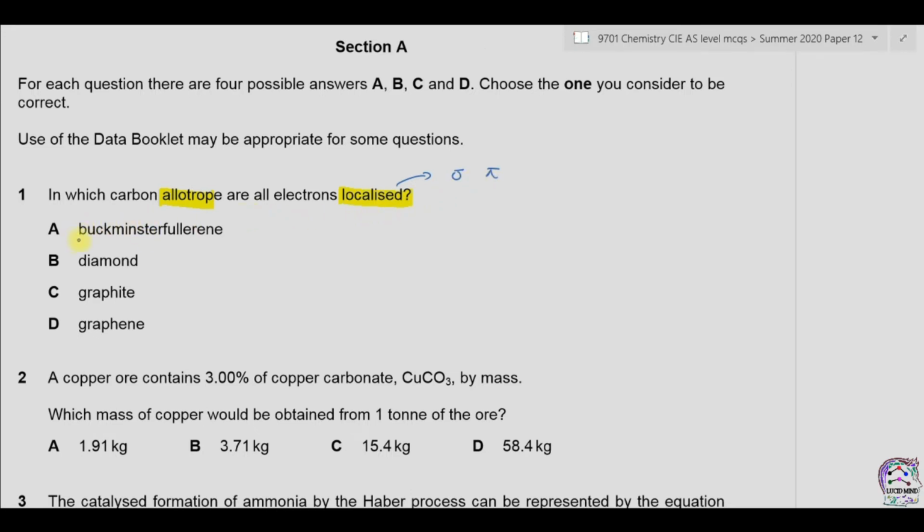So there are 4 options: Buckminster fullerene, diamond, graphite and graphene. Let's find out the number of sigma bonds in each of these. So in Buckminster fullerene, carbon makes 3 sigma bonds. In diamond, carbon makes 4 sigma bonds. In graphite, again we have 3 sigma bonds. In graphene, we have 3 sigma bonds. Now the 4th electron in Buckminster fullerene, graphite and graphene is not localized. It is delocalized. So the only option in which all electrons are localized is B, diamond.